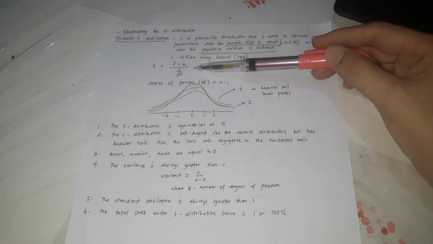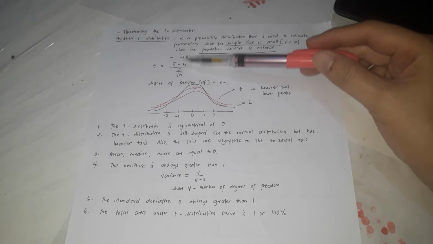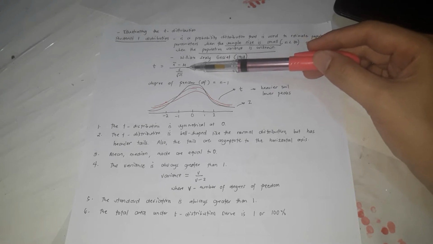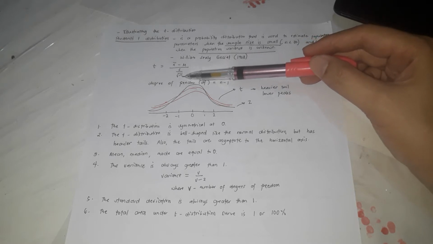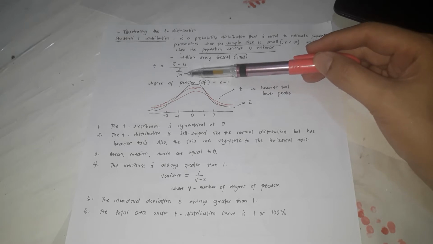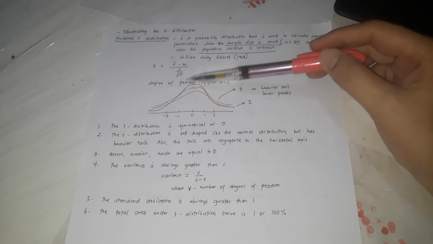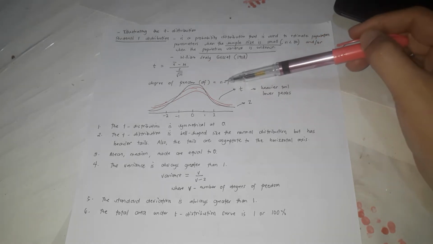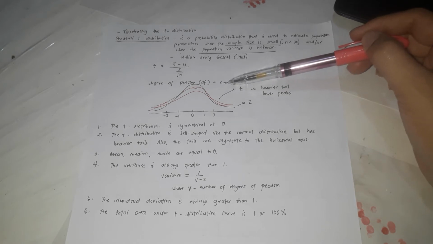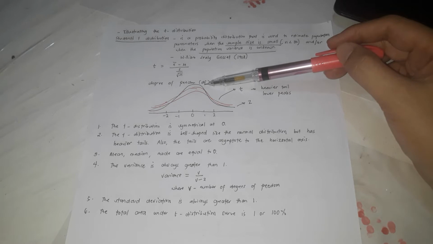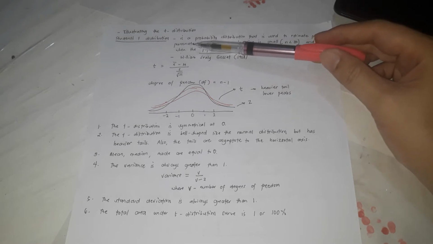So this is the formula. T is equal to the sample mean minus the population mean over the standard deviation over the square root of the sample size, where you need to identify the degrees of freedom. The degrees of freedom here can be solved by the formula n minus 1, where n is the sample size. So you need the degrees of freedom here for the Student's T distribution.